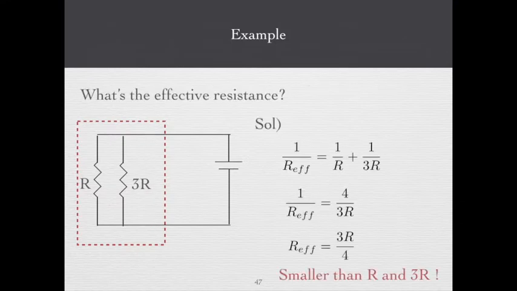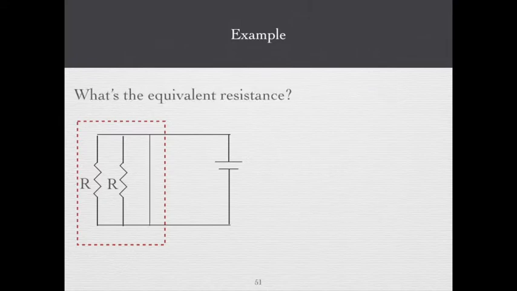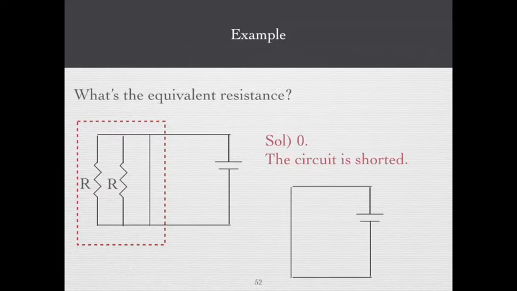You can use the same idea here to find the effective resistance. It's going to be 1 over R effective equals 1 over R plus 1 over R plus 1 over 0. And because 1 over 0 is infinite, that tells me that 1 over R effective is infinite. That's telling me the R effective should be 0. So the effective resistance in this case is going to be 0. This kind of makes sense because this is exactly the case where we say the circuit is shorted.